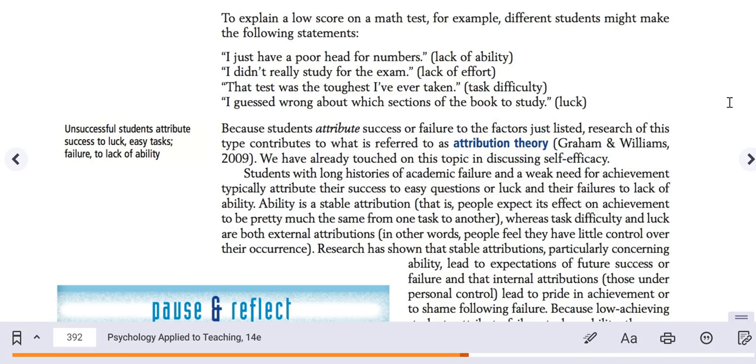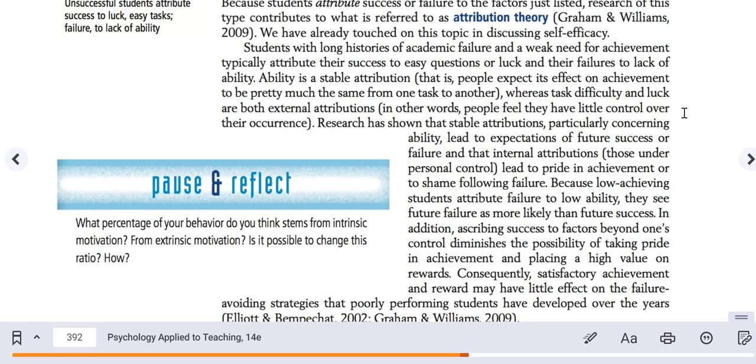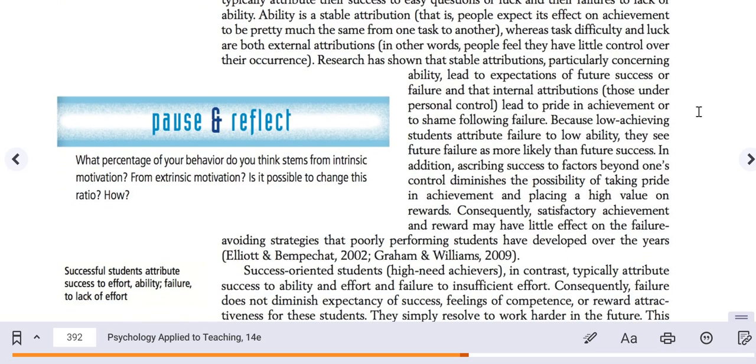Research has shown that stable attributions, particularly concerning ability, lead to expectations of future success or failure, and that internal attributions, those under personal control, lead to pride in achievement or to shame following failure. Because low achieving students attribute failure to low ability, they see future failure as more likely than future success. In addition, ascribing success to factors beyond one's control diminishes the possibility of taking pride in achievement and placing a high value on rewards. Consequently, satisfactory achievement and reward may have little effect on the failure-avoiding strategies that poorly performing students have developed over the years.